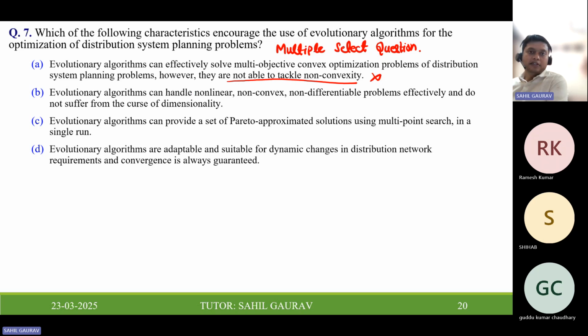Evolutionary algorithms can handle nonlinear, non-convex, non-differentiable problems effectively and do not suffer from the curse of dimensionality. Yes, it is correct because they are meta-heuristic algorithms. Evolutionary algorithms can provide a set of Pareto approximated solutions using multi-point search in a single run. Yes, it is also correct. Evolutionary algorithms are adaptable and suitable for dynamic changes in the distribution network requirements, and convergence is always granted. No, it is incorrect. Convergence is not always granted. So it is an incorrect option.